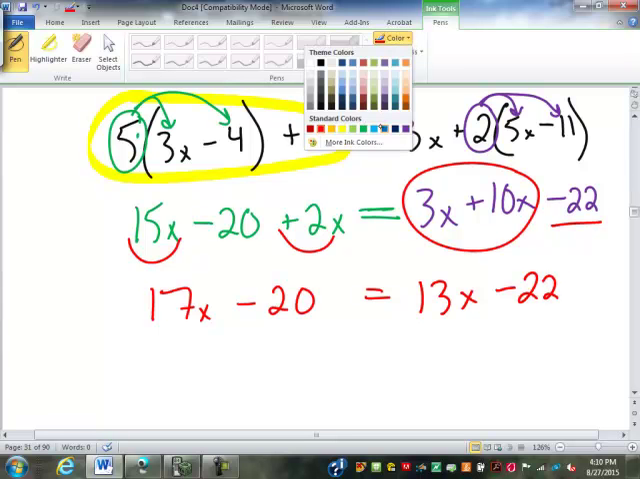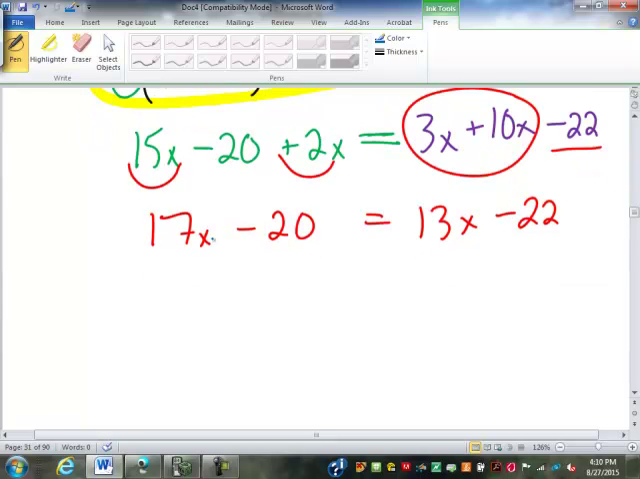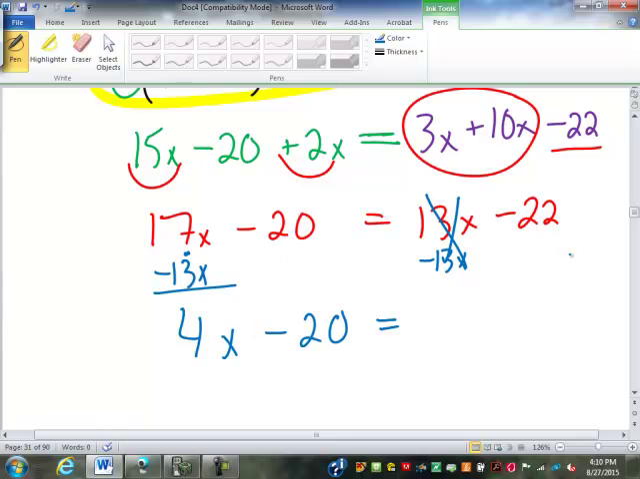And then we have an x on each side. We're going to get rid of the smaller one, which is the 13x. We're going to subtract it. Then what? Subtract it from the other side. Good. So now we have what over here? 4x, and we still have the minus 20. And equals negative 22.